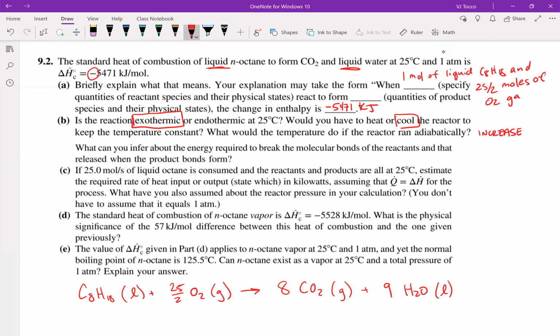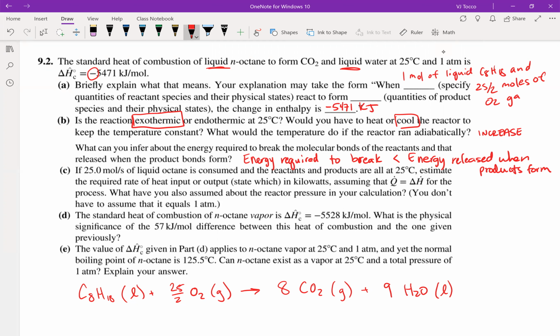What can you infer about the energy required to break the molecular bonds of the reactants and that released when the product bonds form? So energy required to break is going to be less than, greater than, or equal. It is going to be less than the energy released when products form. All right, and that's one of the reasons why a combustion reaction is so effective, is because it gives off energy. It releases energy when those product molecules form.